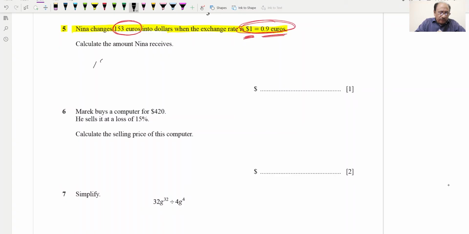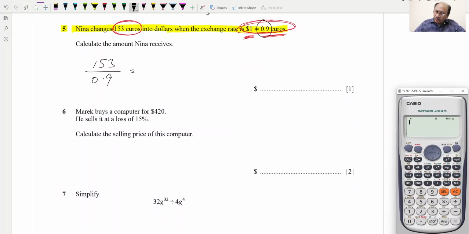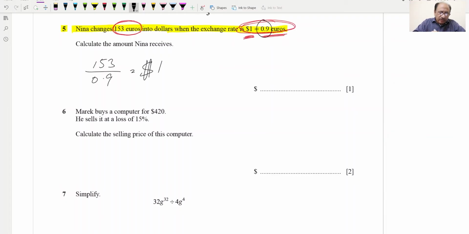So 153 and conversion ratio 0.9, so we'll divide by 0.9, and as a logic check, as we discussed, our answer should be more than 153. If we divide we are getting $170, and this is our answer. 170 is more than 153, so it's logical.